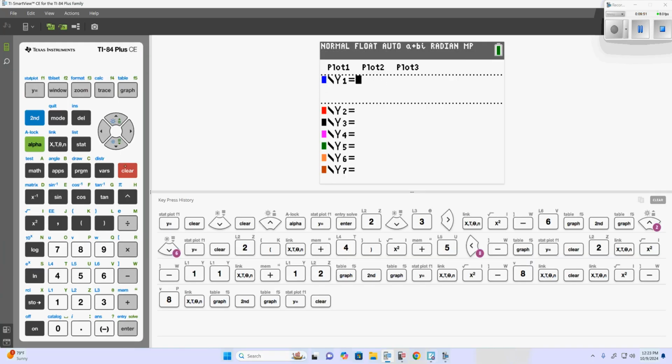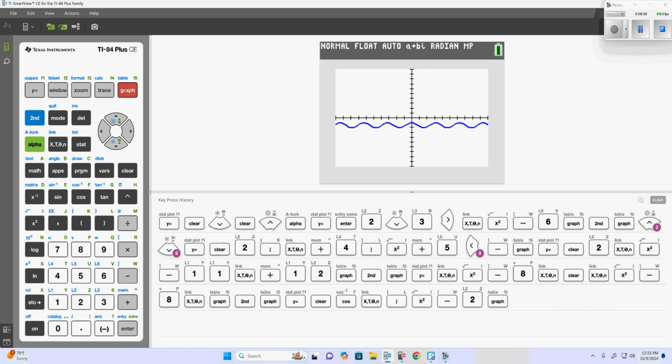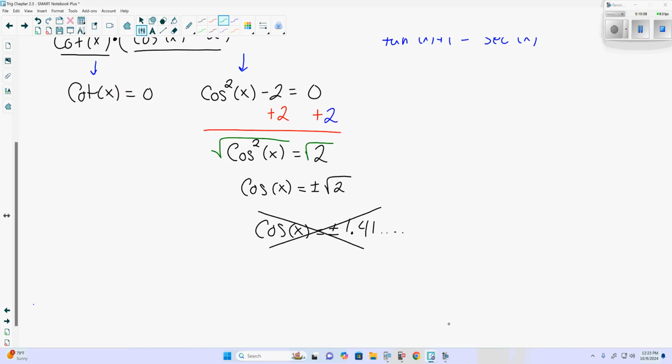And graphically, cosine of x squared minus 2, it never touches the x-axis, it is not equal to 0. It doesn't work. So that part is done. Now we're trying to find out where cotangent is equal to 0.